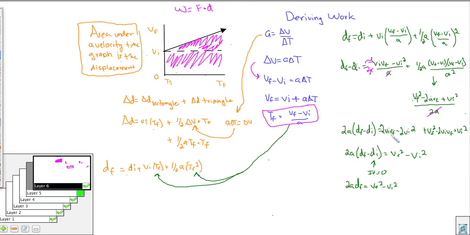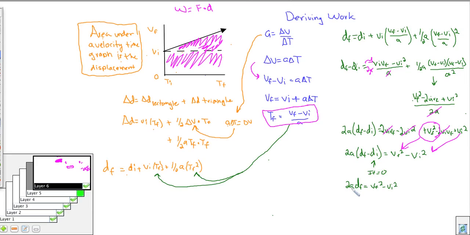All right, so now what we can actually do is combine some things over here. We have 2ViVf minus 2ViVf, so we essentially get rid of that. That was nice. And we have negative 2Vi squared plus Vi squared, so we end up with just one of those, right? So we'll put that down there, and we still have one of these, so we'll put that down there. And then if the initial distance is 0, if you're starting from rest, here's where we end up.